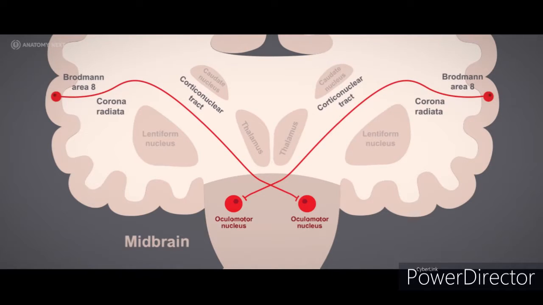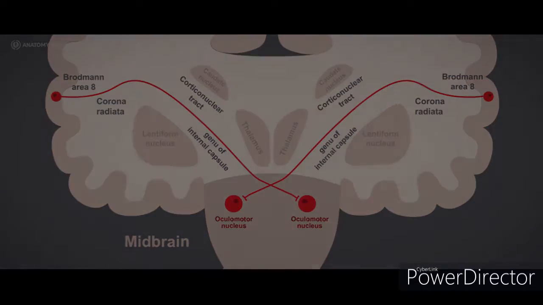The corticonuclear tract passes through the genu of the internal capsule, which is a flattened band of white matter located between the lentiform nucleus laterally and the caudate nucleus and thalamus medially. The axons then decussate to the other side and reach the neurons of the oculomotor nuclei and synapse with them. Okay, we can say that the information now has reached the second neuron, or the lower motor neuron.